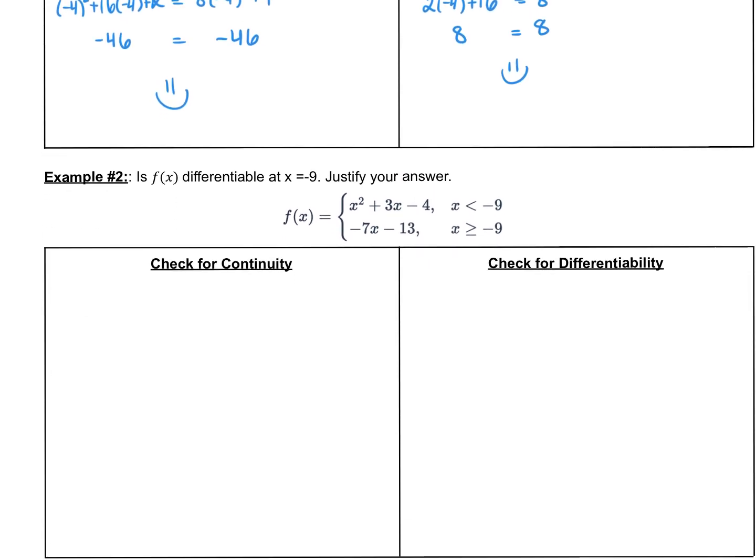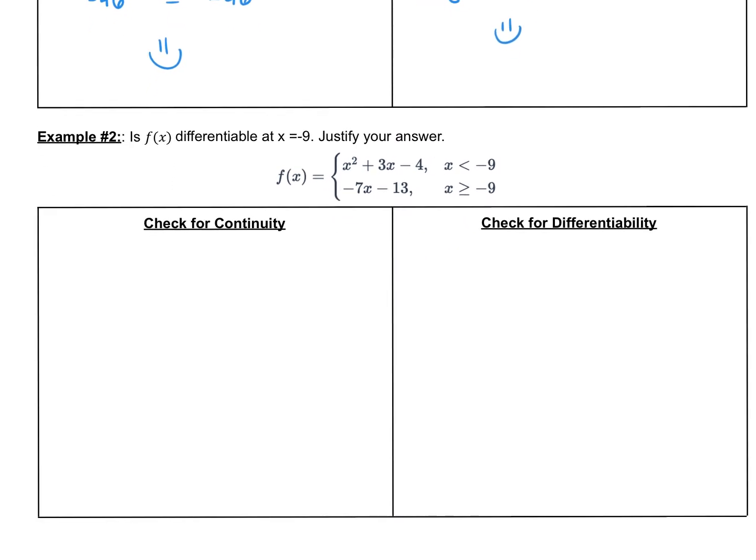Okay, so example number 2, same kind of concept. I'd actually love to see if you guys can do this problem on your own. So I'm going to say number 2 is homework, and you want to prove if the function is differentiable at x equals negative 9. So you need to first check for continuity and then check for differentiability. And we'll start class by going over this one tomorrow.